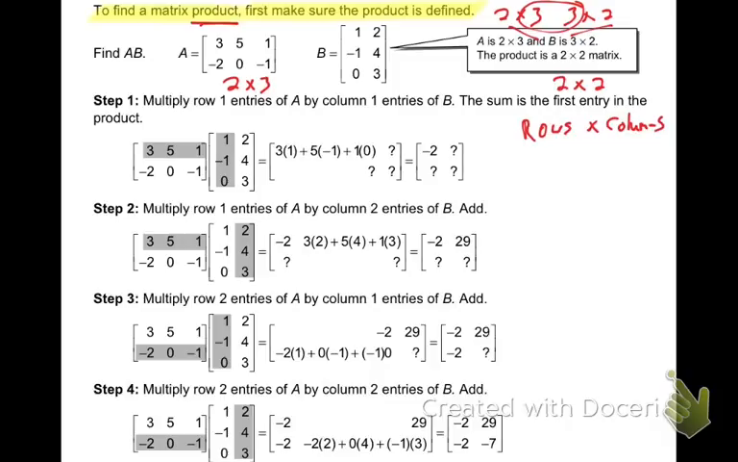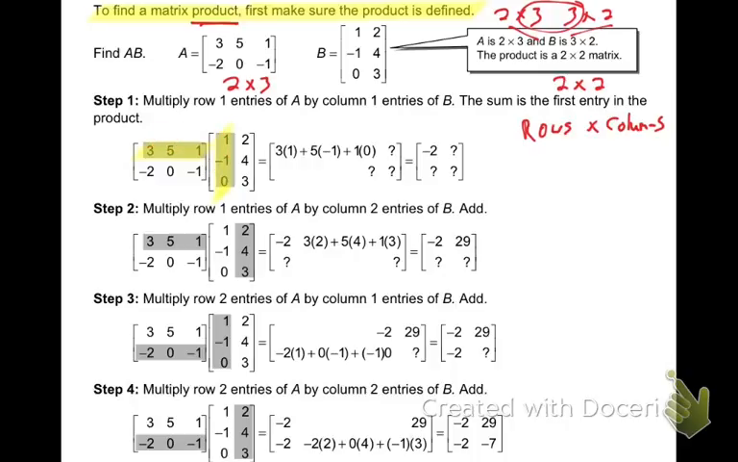Okay. Well, in order for us to multiply it, what I'm going to do is take the row of the first matrix times the column of the second matrix. Again, I'm taking the row of the first matrix times the column of the second matrix. So I'm going to take 3 times 1, 5 times negative 1, and 1 times 0. And then I add those numbers up.